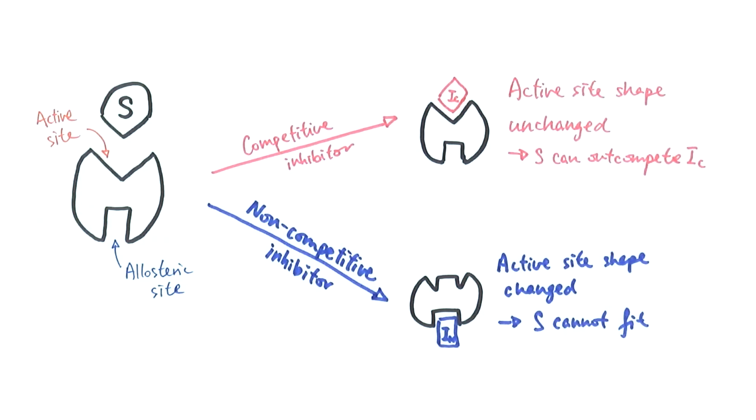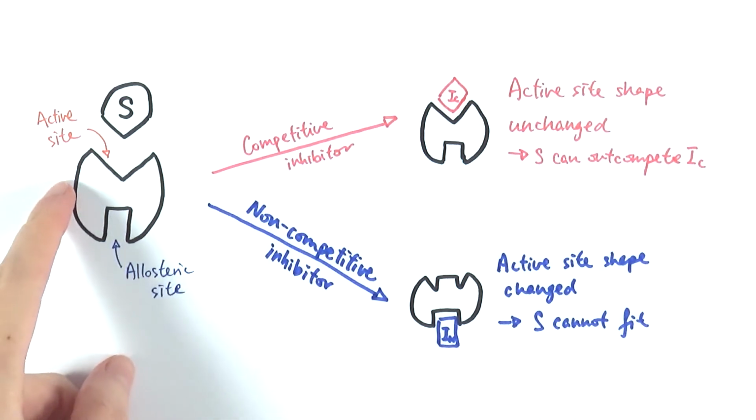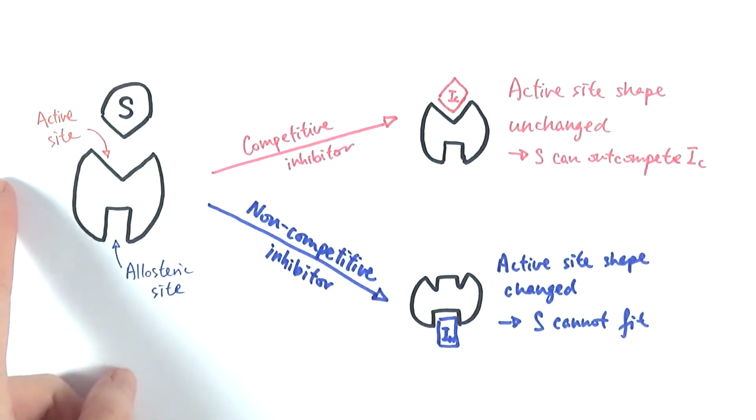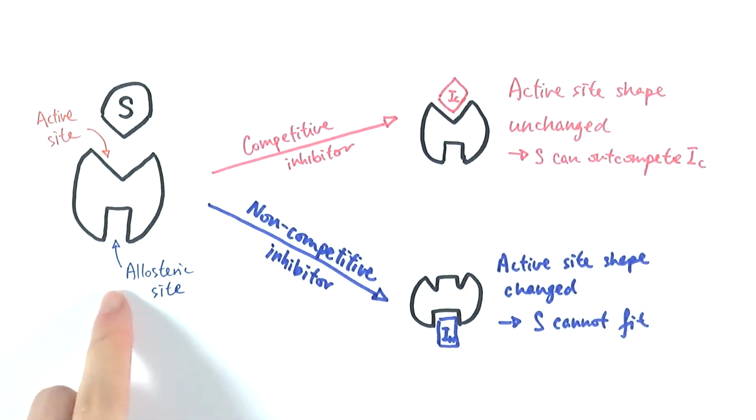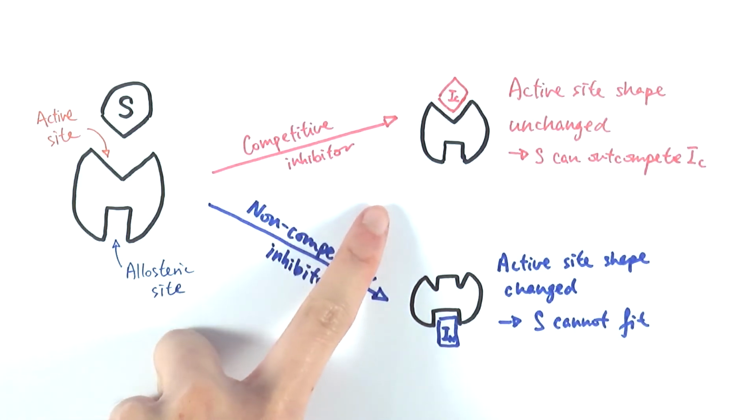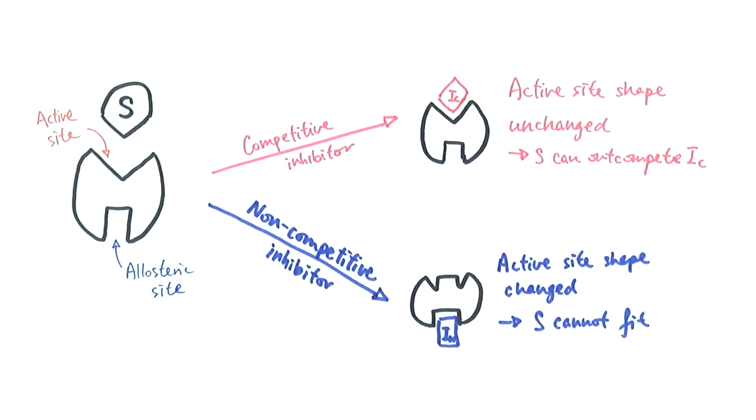So let's go through everything as a quick recap. So this is the enzyme which has the active site that binds to the substrate and is complementary to the substrate. And it's also got an allosteric site, which is a site on the enzyme where substrates do not bind to. So we say how we have the competitive inhibitor, which has a similar shape as the substrate and can bind to the active site. So the active site shape isn't changed, but it's just being occupied. And in this case, the substrate can outcompete the competitive inhibitor by increasing its concentration.